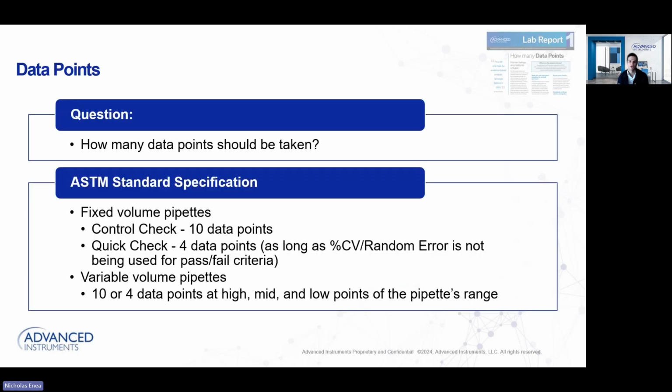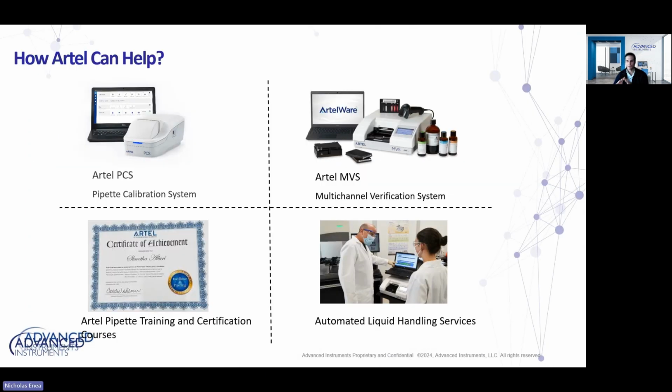And then how many data points should be taken for these checks? For a control check, normally we say 10 data points. For a quick check, 4 data points. And those are for fixed volume tips. And then for variable volume pipettes, 10 to 4 data points at a high, mid, and low point. That really encompasses the full pipetting range at that point. That way you're able to see things that are dropping out relatively quick, whether it's at the high or the low end as well. Okay, that was a whole lot in a very little time.